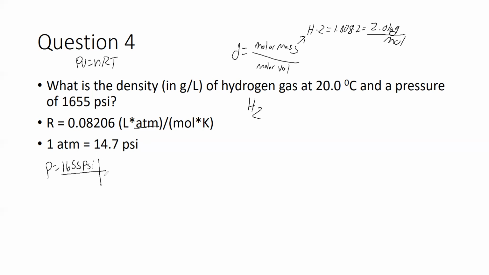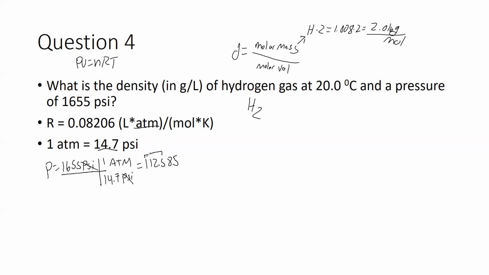So we can convert that. For every 14.7 psi, there's 1 atmosphere. PSI cancels out. And this means when we do this calculation, we are looking at, and this should be 4 sig figs. Actually, yeah, it should be 4 because that's an exact number.